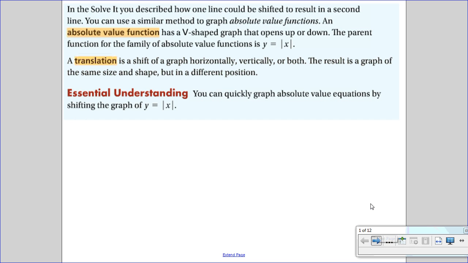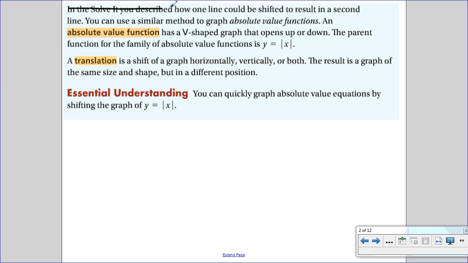What is an absolute value function? If you remember, absolute value is the distance a number is from 0. So an absolute value function is one that has an absolute value as part of its function, like an equation. What's important to understand, and from this I would write down this entire slide, everything on here.